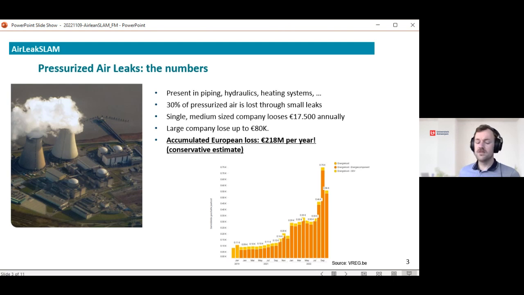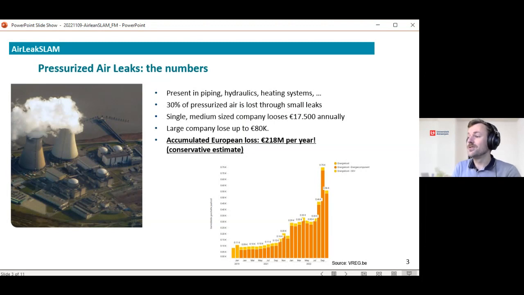That might seem like a lot, but that's also because pressurized air leaks are almost everywhere. It's not just large gas companies that have these leaks. In HVAC systems, you have piping with pressured air running through them, but also in hydraulics at the pumps, there can be small leaks. And also the large piping systems, for example in the harbor, where you have factories with kilometers of pipelines. All those pipelines can have these small leaks.